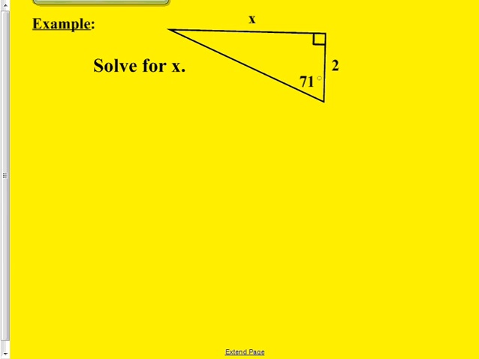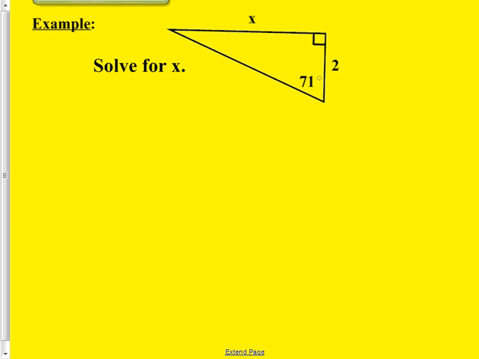Now I believe I have a couple of examples here for you. I want you to copy down this triangle. I want you to select an appropriate ratio, one that can use this 2 and this x as side lengths. Set up your ratio and see if you can solve it.